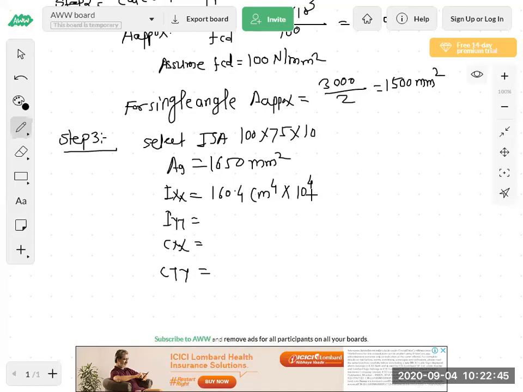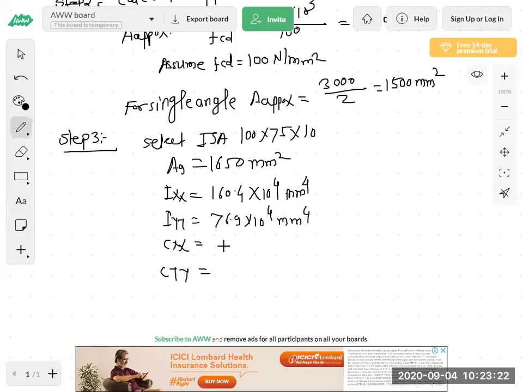Then this IXX is in mm raised to 4. Are you getting? Similarly, tell me IYY. 76.9 into 10 raised to 4 mm raised to 4. In the IS steel table, the 10 raised to 4 is not given because the unit is centimeter raised to 4. So if we multiply by 10 raised to 4, the unit will be mm raised to 4.